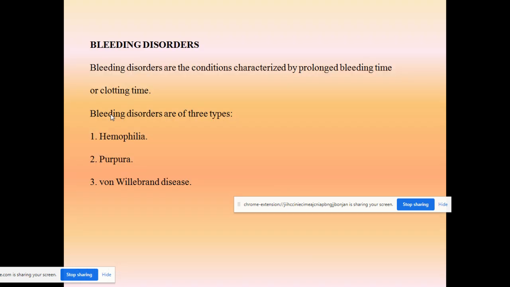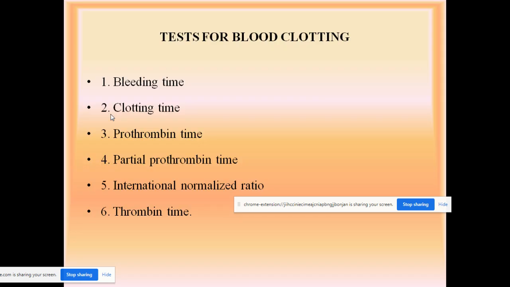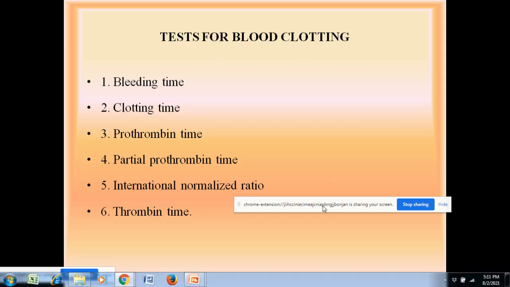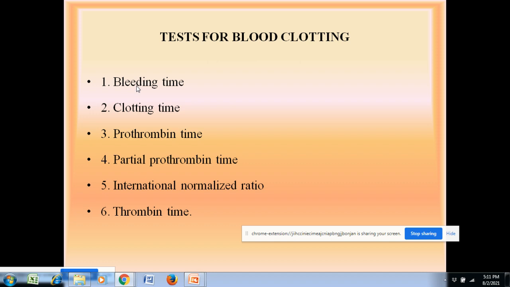So these are the tests used for blood clotting. What tests do you all know? Bleeding time, clotting time, prothrombin time, partial prothrombin time, then international normalized ratio, thrombin time. So you have to calculate the clotting time. Okay, prothrombin time, all of these you have to calculate. These are the tests for blood clotting. Okay.